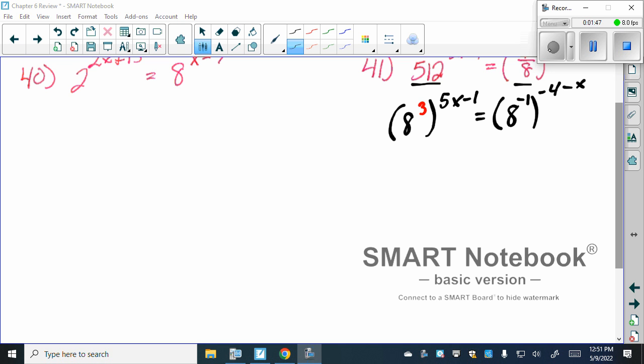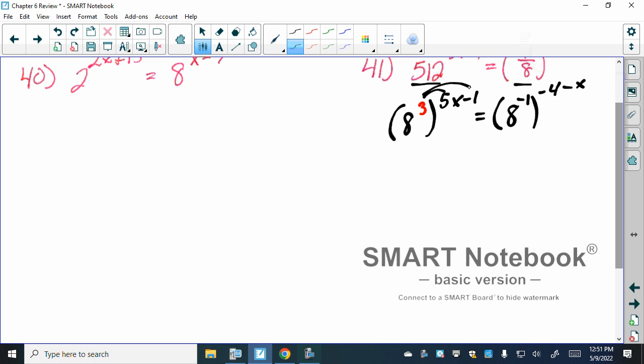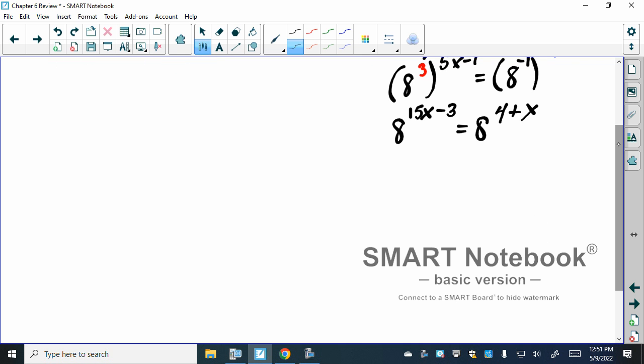So the next thing we need to do is multiply our exponents out. So 3 times 5x is going to be 15x. 3 times negative 1 would be minus 3. Here we're going to distribute the negative 1. Negative 1 times 4 is going to be positive 4. And negative 1 times negative x will give us plus x.